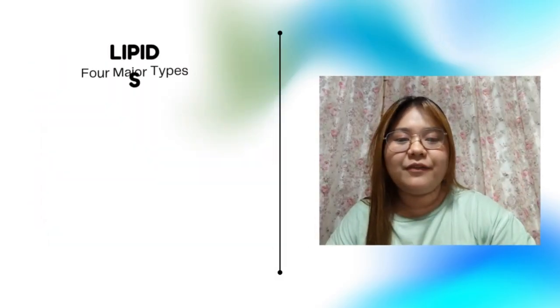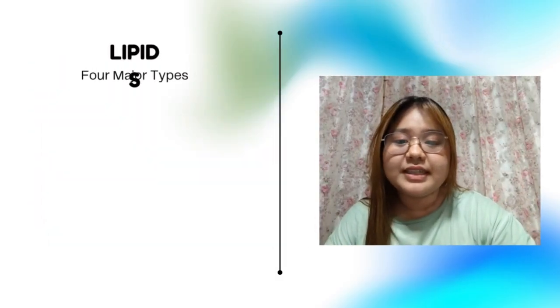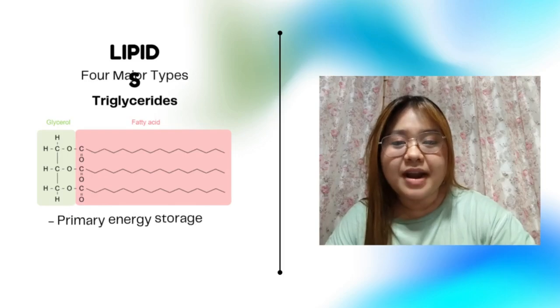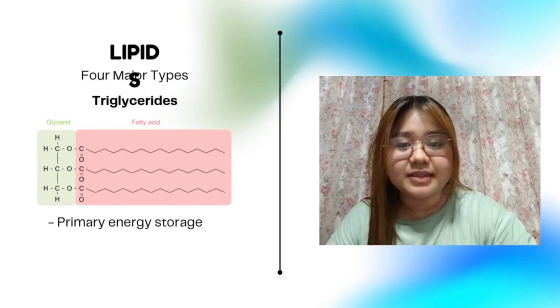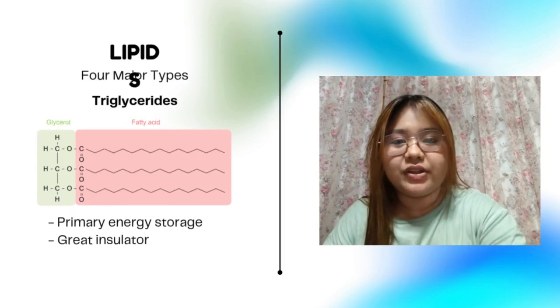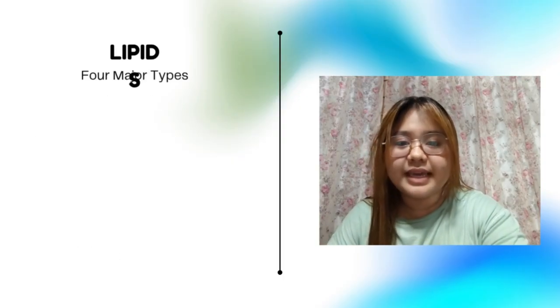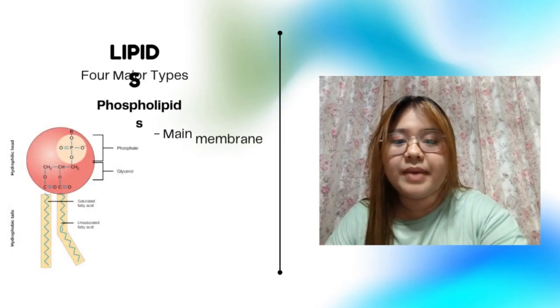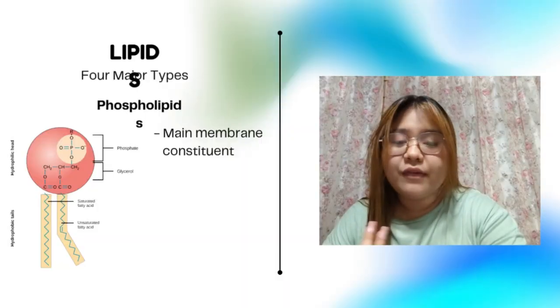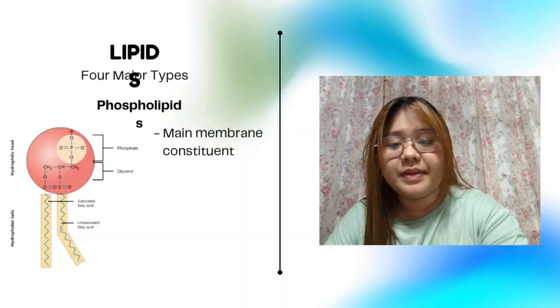Lipids have four major types. First, the triglycerides that serve as the primary energy storage in plants and animals. They also provide insulation to retain body heat and protection for our organs. The second is the phospholipids. They are the main components of the cell membranes, forming the well-known phospholipid bilayer.